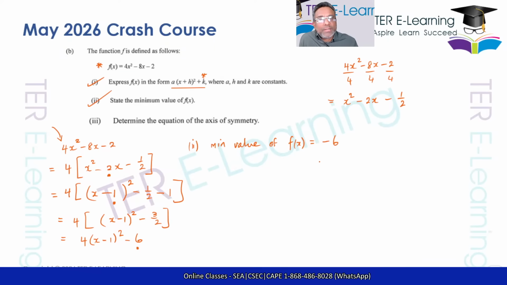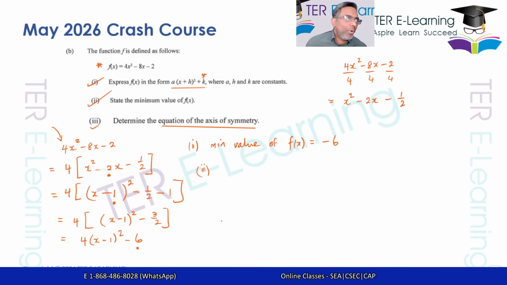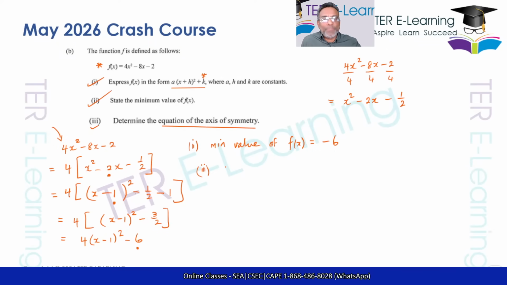And the third part, they said determine the equation of the axis of symmetry. When they want the equation for the axis of symmetry, what they're really asking for is the x coordinate of the minimum value. All you need to do is take the bracket piece from the completed square and put it equal to 0. So x minus 1 is equal to 0, and therefore x is equal to 1. That's your equation for the axis of symmetry.